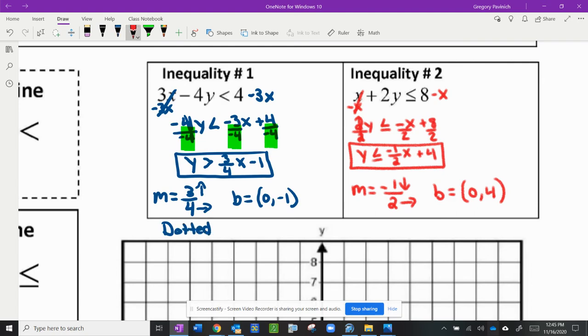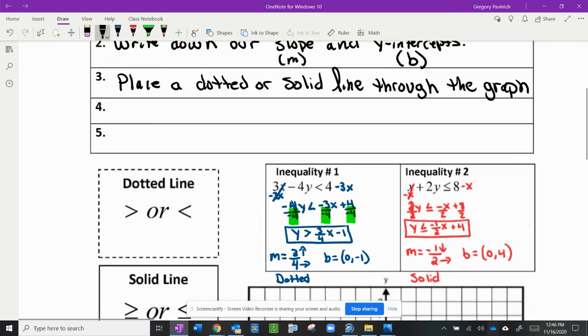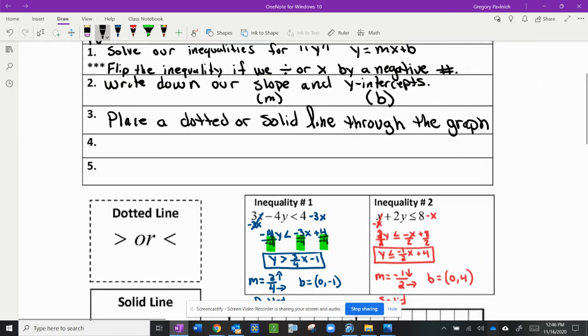And on inequality 2, notice that I have that equal to sign, which is a solid line. That's an indication that it's solid. Okay, that's a pretty easy step. So dotted like this, like that, solid. We can add that up there if we wanted to too. Okay, step 4, another easy step.